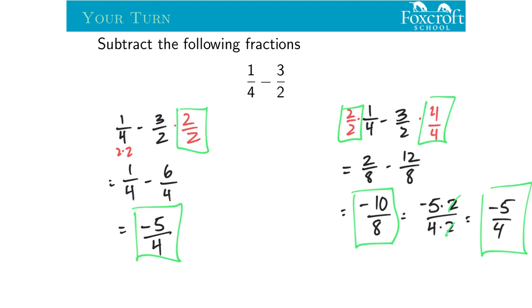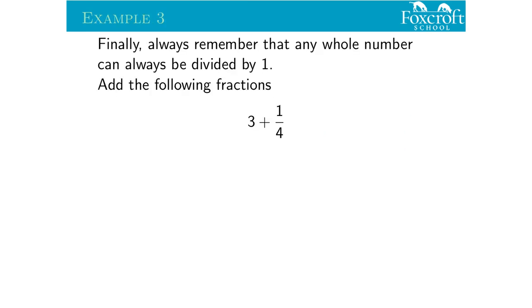All right, and the last example we'll do in this video is that any whole number you can always make into a fraction. So it looks like, oh, what is the common denominator? There's no denominator in the left-hand number, but I can always rewrite this as 3 over 1.